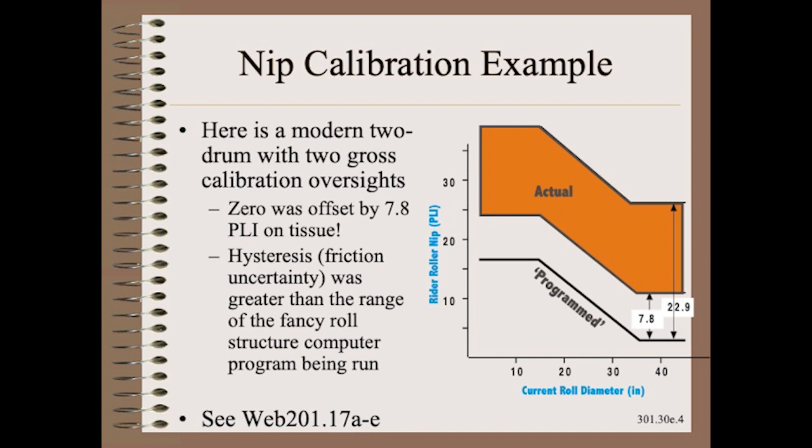This winder curve is a plot of lay-on roller nip load versus roll diameter. The line underneath is what the computer thought was happening. The orange friction uncertainty band was what was actually happening to the nip load and the roll product. I show how to do this calibration in Web30130e through E, so we don't need to do that here.